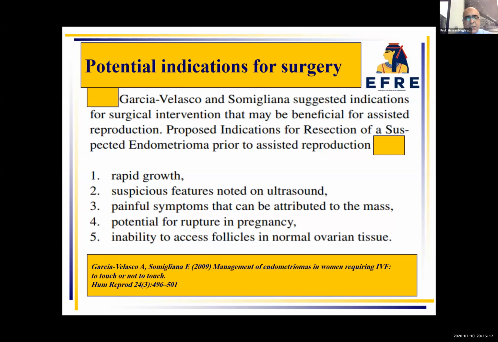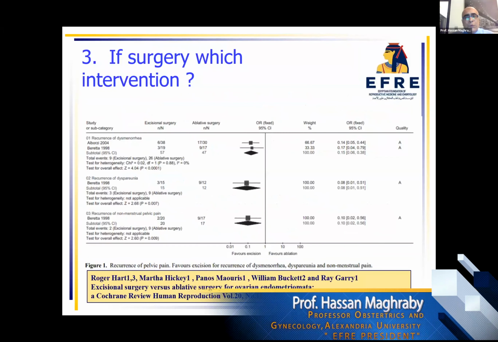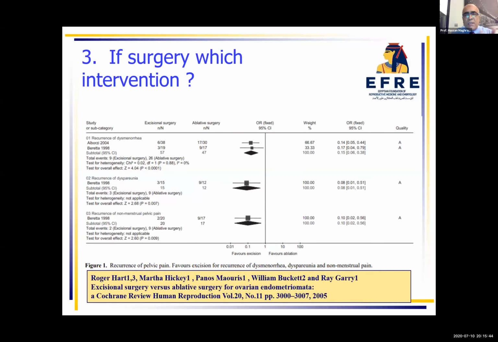But surgery could have indications: rapid growth, suspicious features, painful symptoms that are not relieved by medications, and of course, the theoretical risk of potential for rupture in pregnancy, inability to access follicles, etc. There is no big argument with surgery, but of course, endometrioma is a place for individualized treatment, individualized patient care. And if you choose to go with surgery, which one would you do, ablation or extirpation or stripping of the cyst wall?